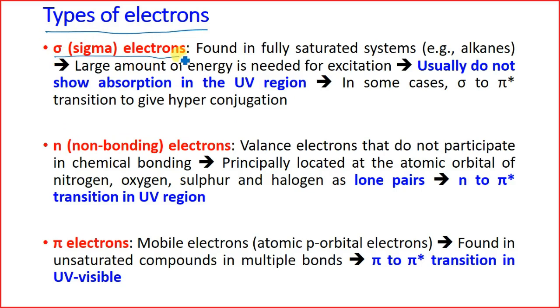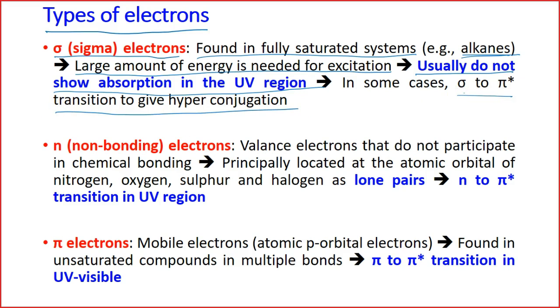The sigma electrons are found in fully saturated systems like alkanes, and a large amount of energy is needed for their excitation. They usually do not show any absorption in the UV region. In some cases, sigma to pi star transition can give rise to hyperconjugation. Then N stands for non-bonding electrons.